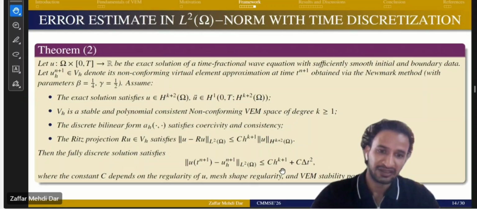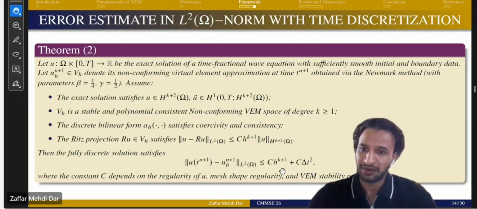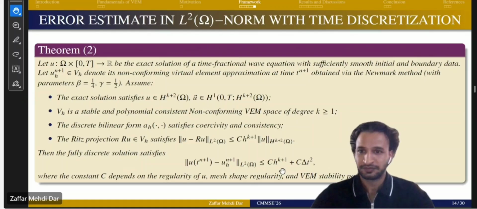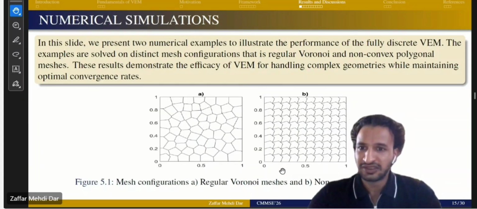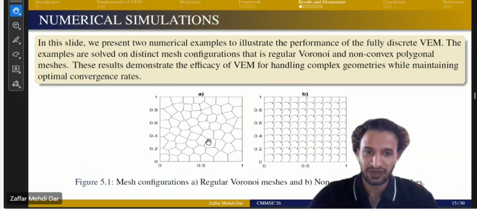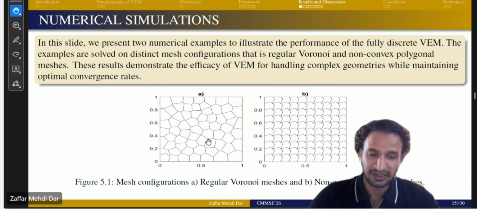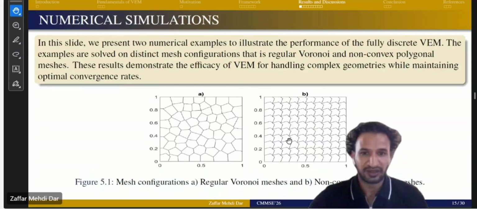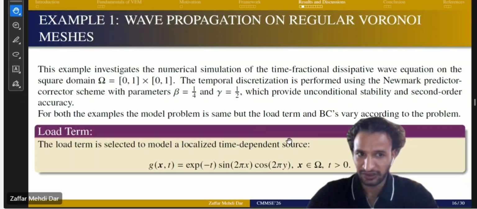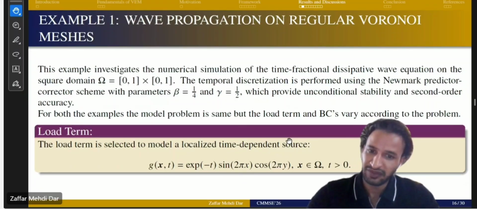And these are the theoretical proofs of attaining this order of convergence k plus 1 in space direction and second order in time direction using this particular hybrid scheme, wherein we are using the virtual element method for space variables and we are going to use a Newmark predictor corrector scheme for the time variable. All these results are supported by numerical simulations or numerical experiments. The first experiment will be run over the regular Voronoi meshes given in subfigure A, and the other numerical experiment will be conducted over the non-convex meshes given by subfigure B.